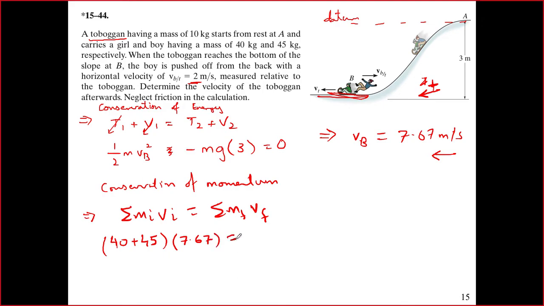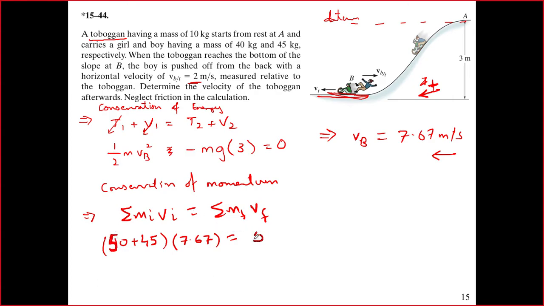7.767, and then finally we have the toboggan's velocity, which we don't know. The toboggan and girl's velocity is going to be the same. Oh, the toboggan's mass is also given. I'm sorry, I did not notice that. So this is going to become, the girl has a mass of 40, so this becomes 50 kg.